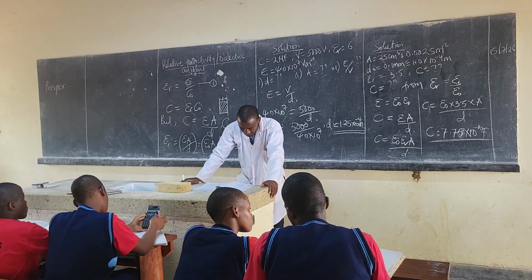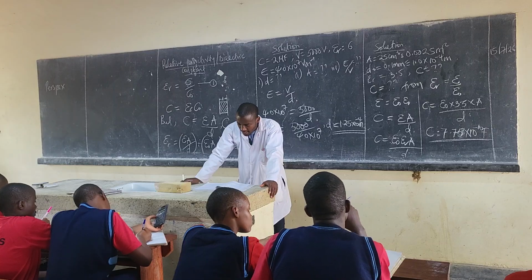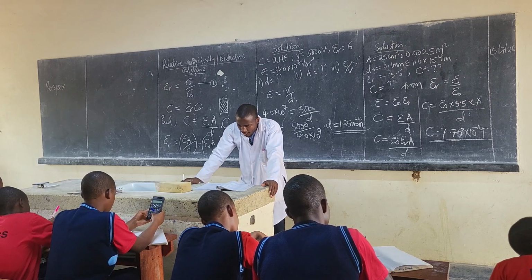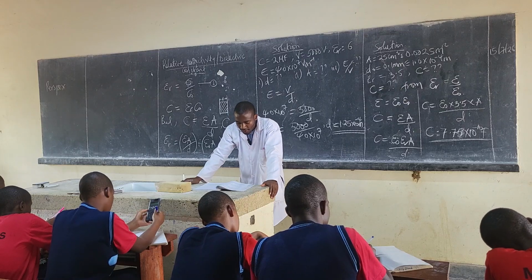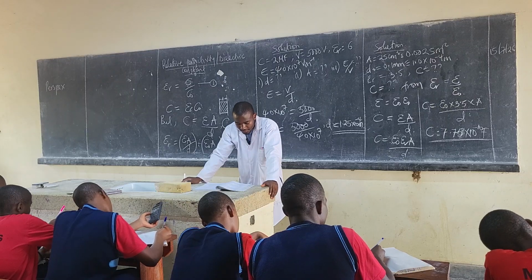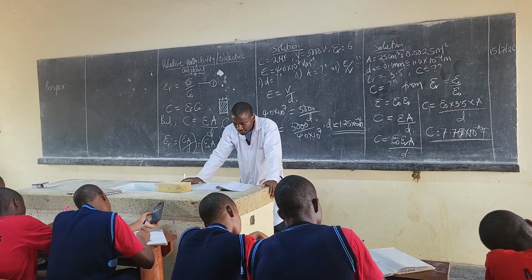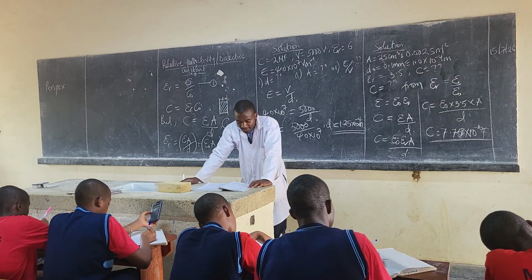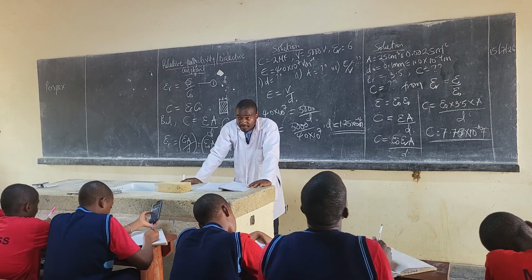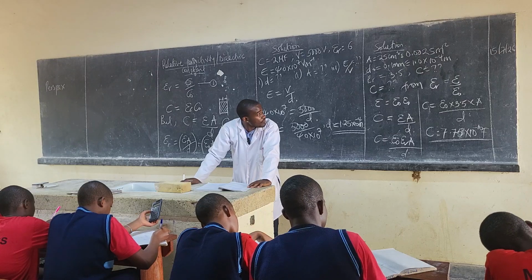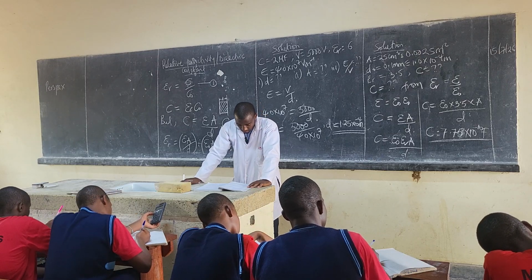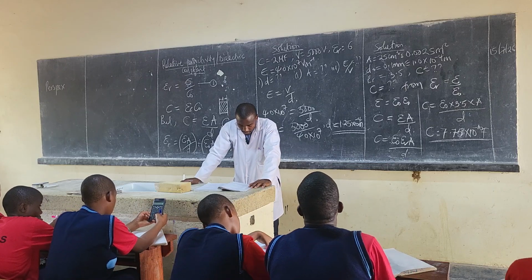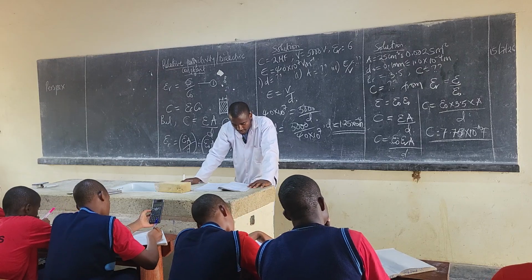Example 3, a parallel plate capacitor has an area of 100 centimeters squared, plate separation of 1 centimeter, and charged initially with a PD of 100 volt supply.